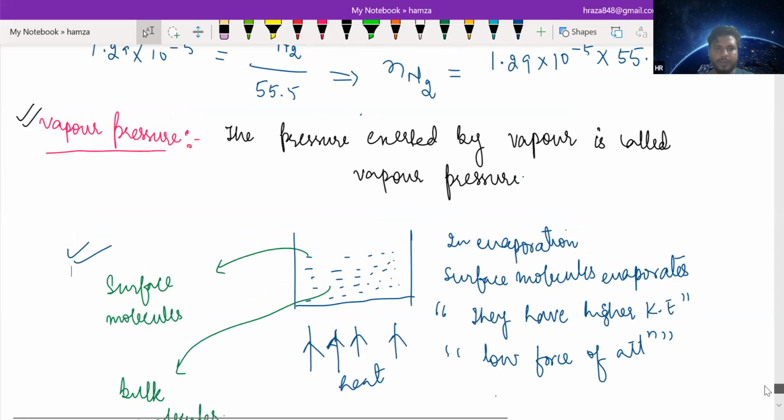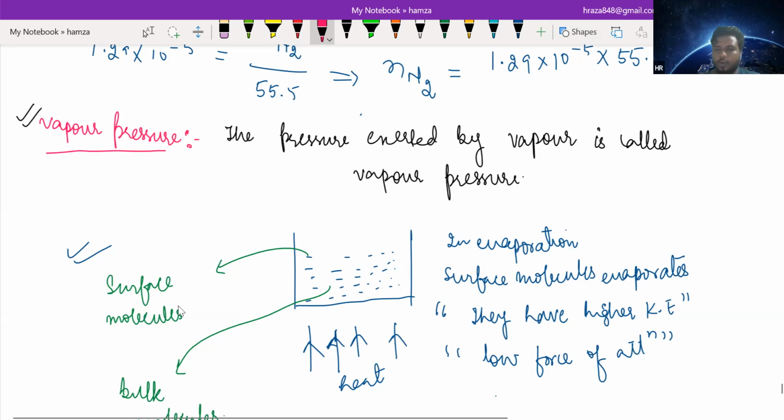So this was basically the topic that we had covered. Vapor pressure. Basically, what is vapor pressure? Pressure exerted by vapor, or you can specifically call it water vapor pressure if water is present there. And we also know which molecules evaporate or exert pressure first.